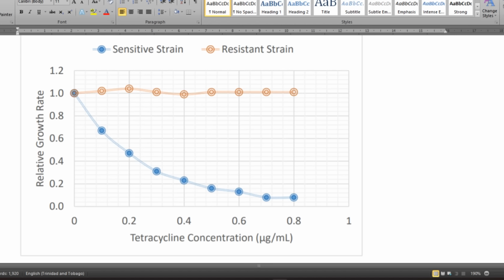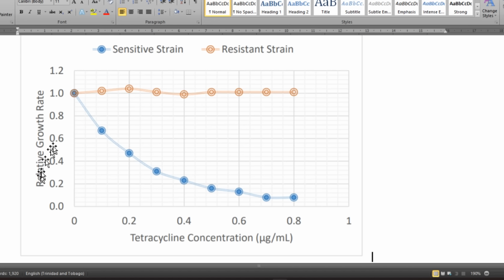So it was plotted here on Excel because I'm too lazy to draw the graph. You'll see here the relative growth rate, the sensitive strain, the resistant strain. If you're doing this on a graph page, of course you can't have colors, so one could be little dots with circles, and the next one could be X's just to differentiate. Don't forget to put your key or your legend, and don't forget to put a title.